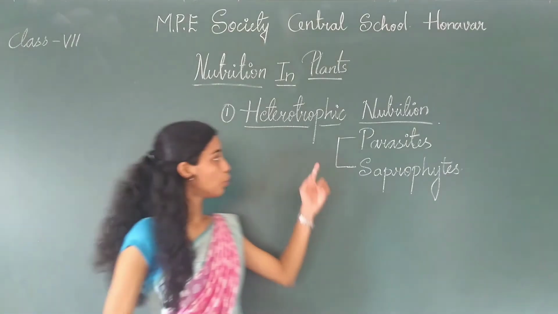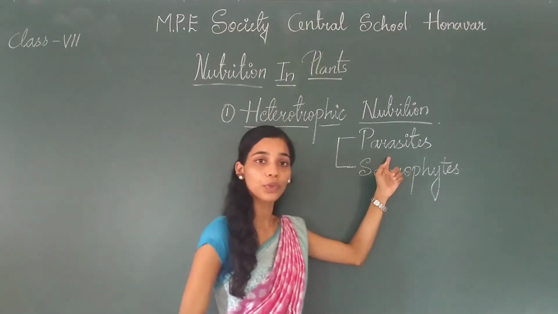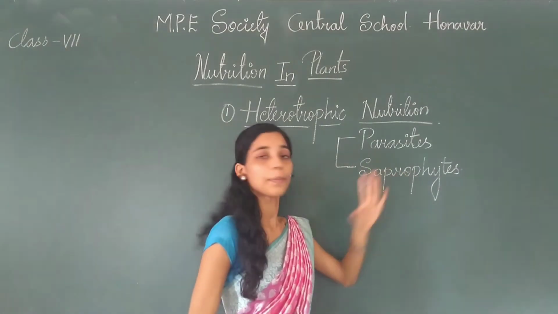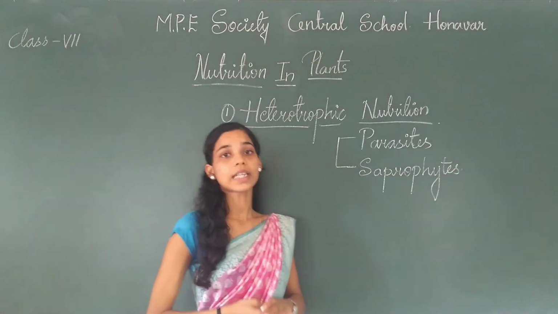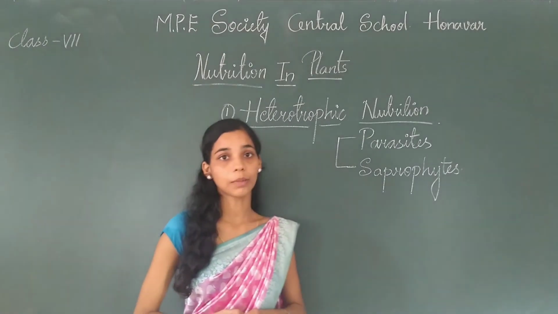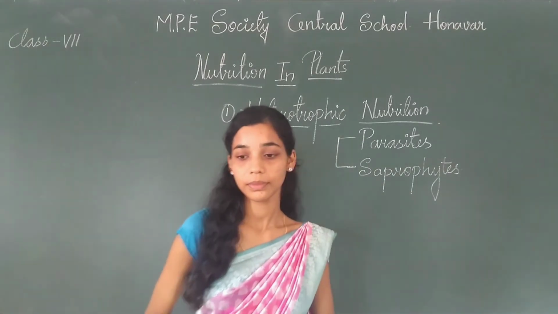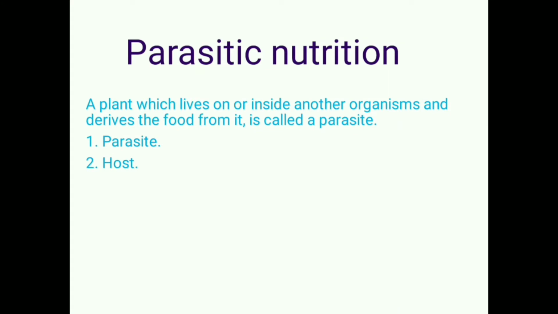In that we have two main types: the parasitic mode of nutrition and the saprophytic mode of nutrition. We will start with the first one, the parasitic mode of nutrition. Before that, we need to know what a parasite is. A parasite is an animal or a plant which lives on the body or inside the body of another organism and derives its food from it. We call it a parasite.